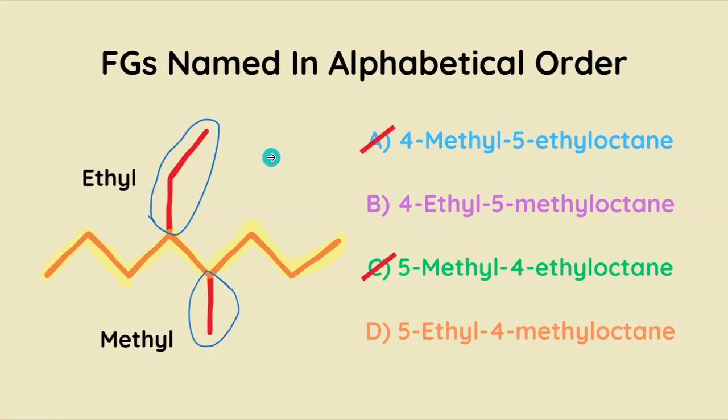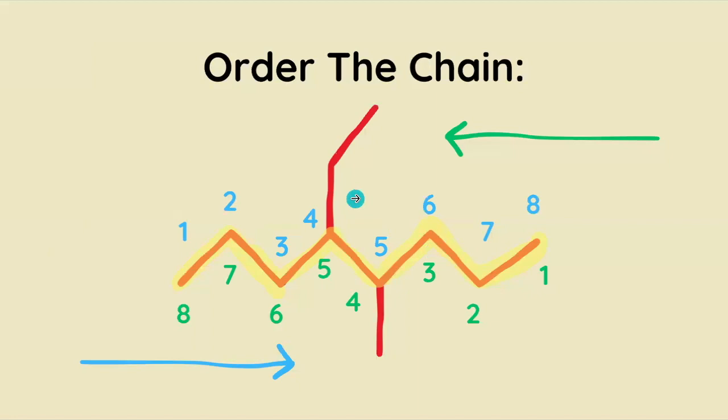Likewise, regardless of which number belongs to which functional group, ethyl and methyl, we report the functional groups in alphabetical order in our final name. So because E comes before M in the alphabet, we're going to put the ethyl in the name before the methyl. So A and C are going to be wrong. Now, let's order the chain to see which numbers belong to our methyl and ethyl groups.